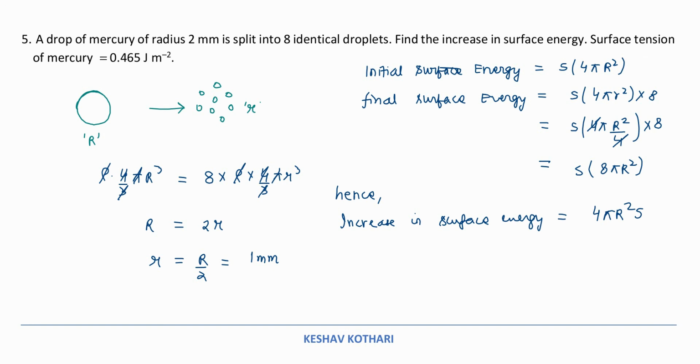If I substitute the values, I can write it as 4 into pi, capital R as 2 millimeter, so 2 by 1000 meter, squared, into surface tension S, which is equal to 0.465. The value is in joule. So we attain 23.37 into 10 to the power minus 6 joule, or we can write it as 23.4 microjoule. So this is the answer for this particular problem.